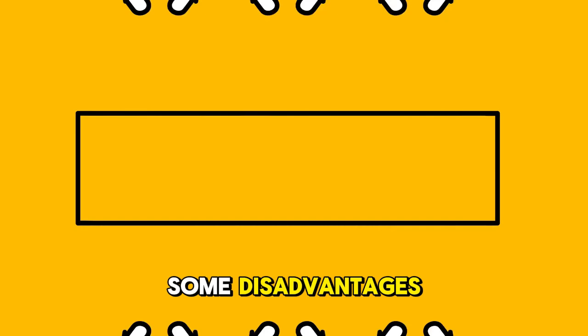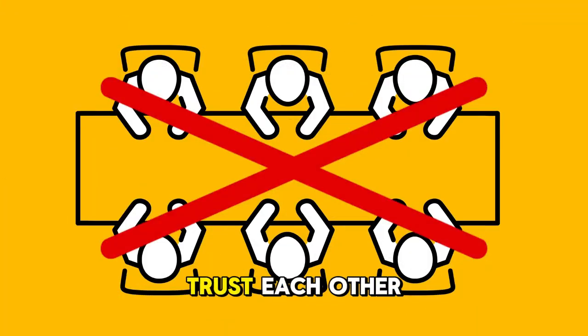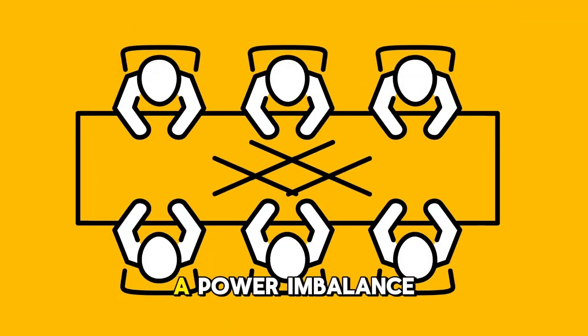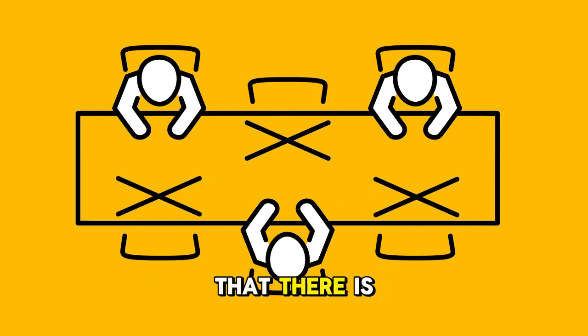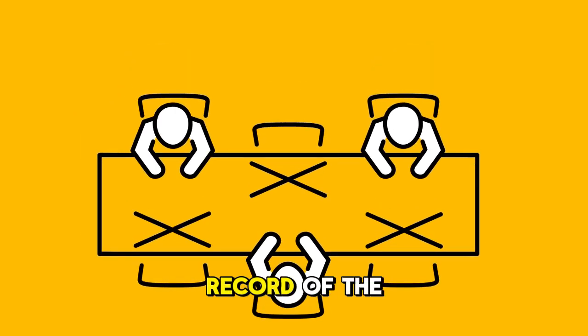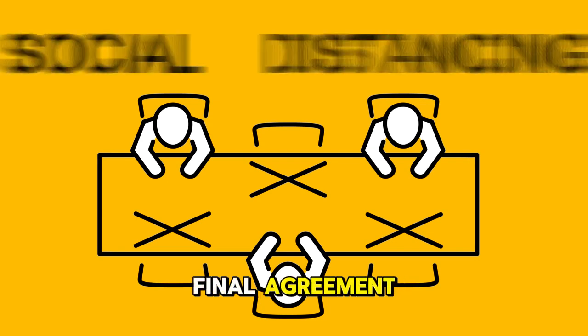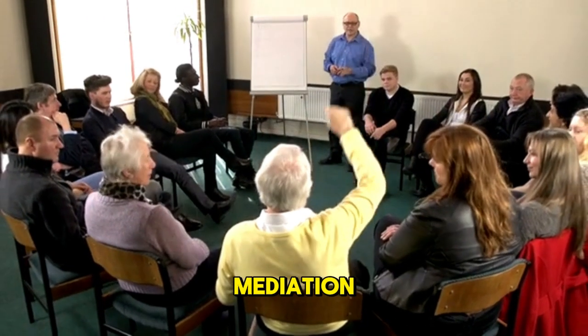However, there are some disadvantages. One disadvantage is that it requires the parties to trust each other. And if there's a power imbalance between the parties, then this could cause difficulties. Another disadvantage is that there is no third party to assist the parties in their discussions. And finally, there is no record of the discussion or the final agreement. If an agreement is reached, it's not binding on the parties. It's not legally binding.